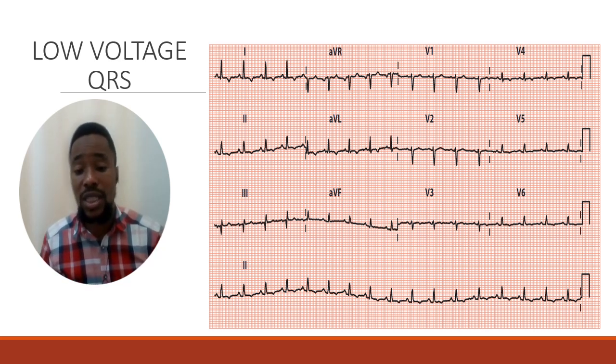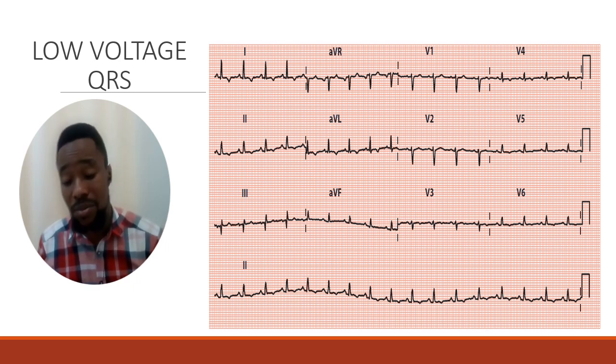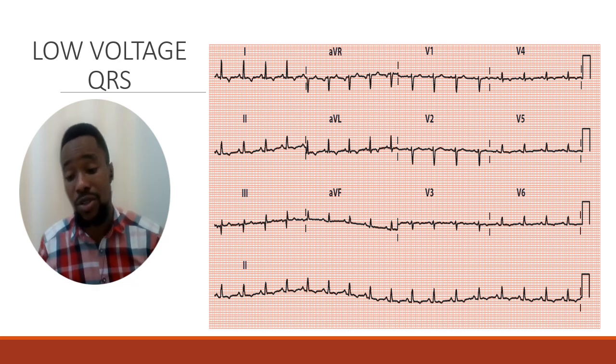So when you see this low QRS complex, you'll be thinking, and also heart failure. Most times diastolic heart failure, DCM. Also, if a patient has what we call amyloidosis, it could have low voltage QRS complex.